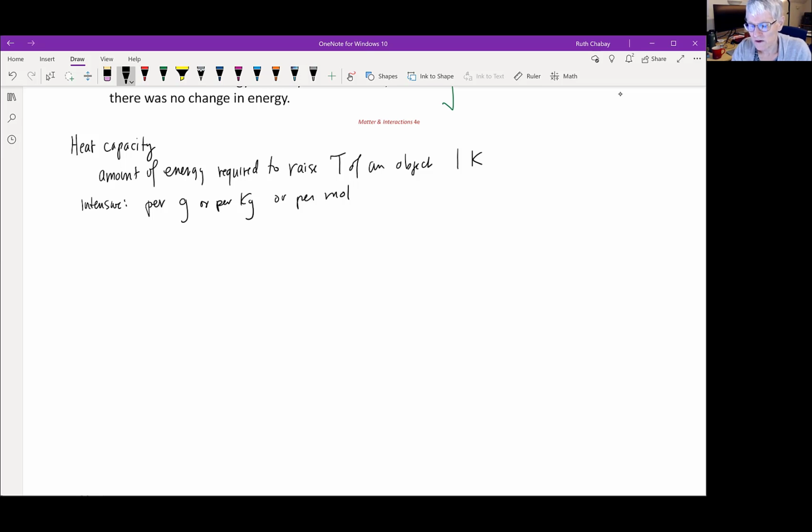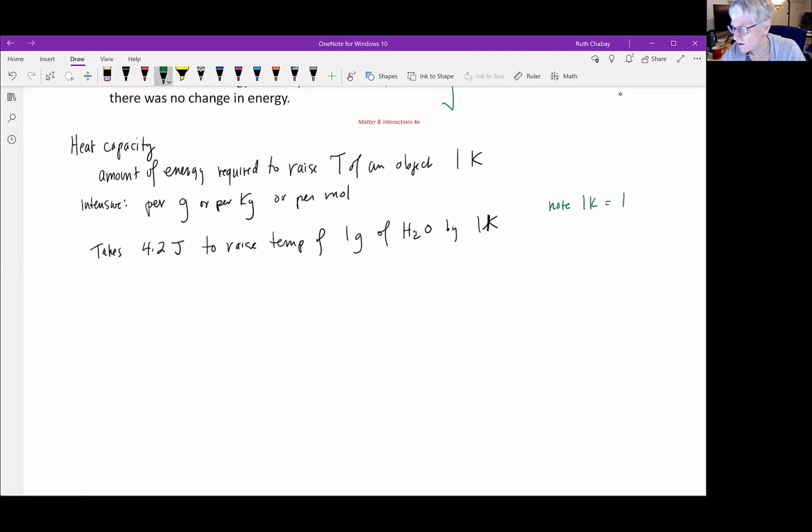So one example is it takes 4.2 joules to raise the temperature of 1 gram of water by 1 Kelvin. And note that 1 Kelvin equals 1 degree Celsius. The scales have different zeros, but the size of a degree is the same. So raising something's temperature 1 degree Kelvin is the same as raising its temperature 1 degree Celsius.